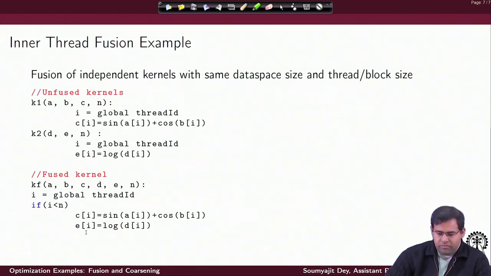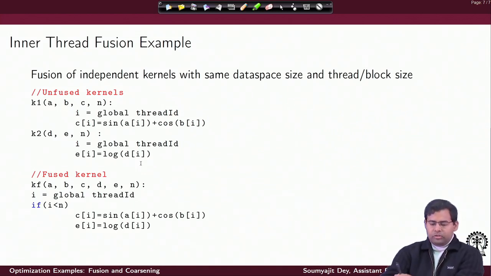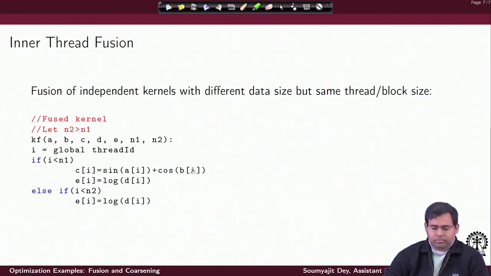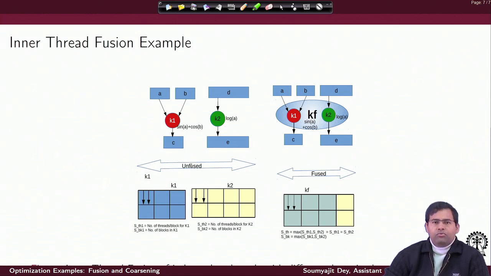But now consider the situation where you have a difference in the data space size. Suppose you have the same number of threads per block, but a difference in the number of blocks.